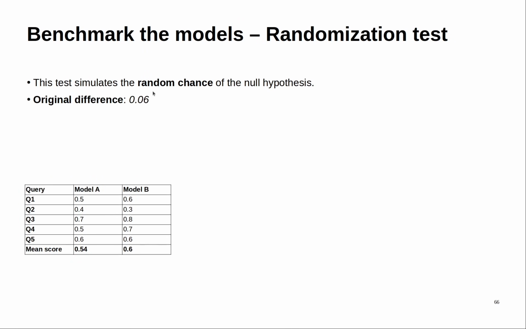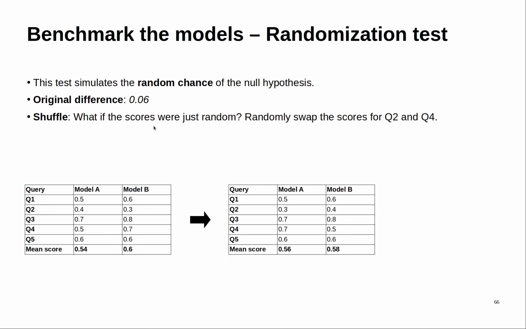The randomization test is a bit different. Let's see how it works. This one simulates the random chance of the null hypothesis, because in the null hypothesis, we said that this difference is due to random chance. This test will try to simulate that. Let's see how that simulation is done. So initially we have a difference equal to 0.06.